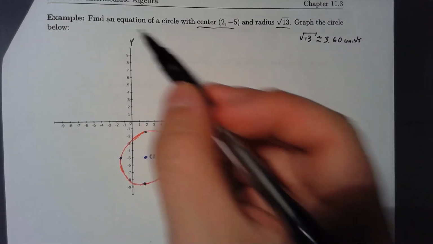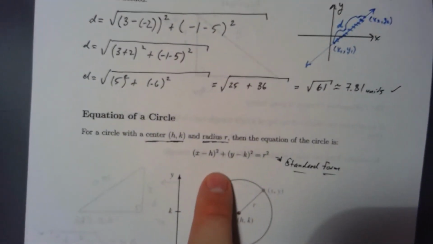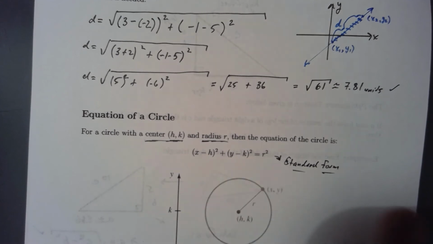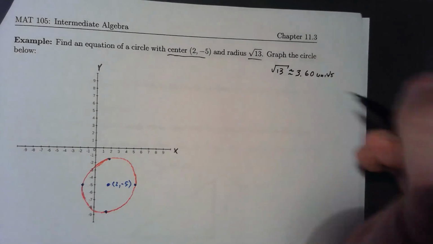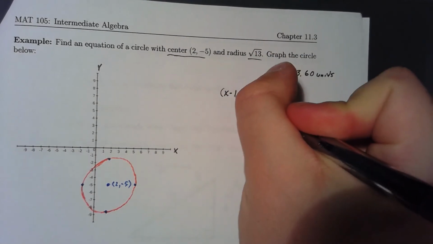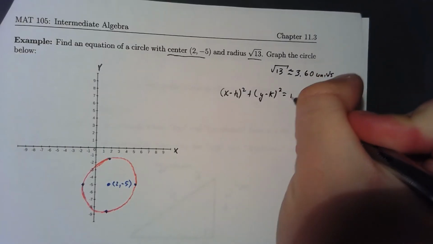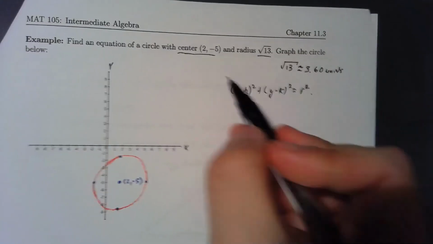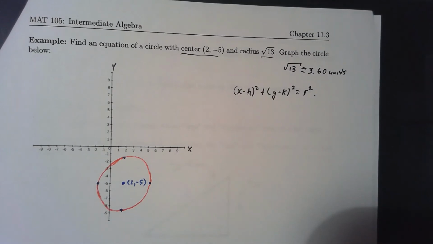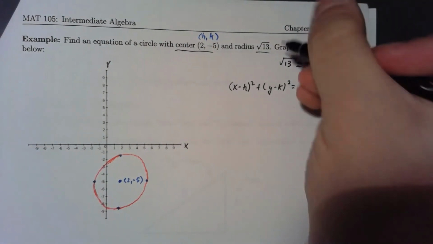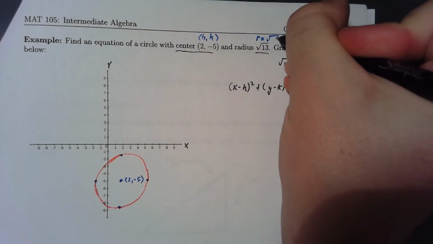Now if I want to find the equation, I just got to use the standard form. I just got to find the radius and the center point, plug them in here for h, k, and r respectively and simplify it. Nothing to it. So the standard form is x minus h squared plus y minus k squared equals r squared. Now just plug in this information. So the center point is h comma k, and the radius is the square root of 13.